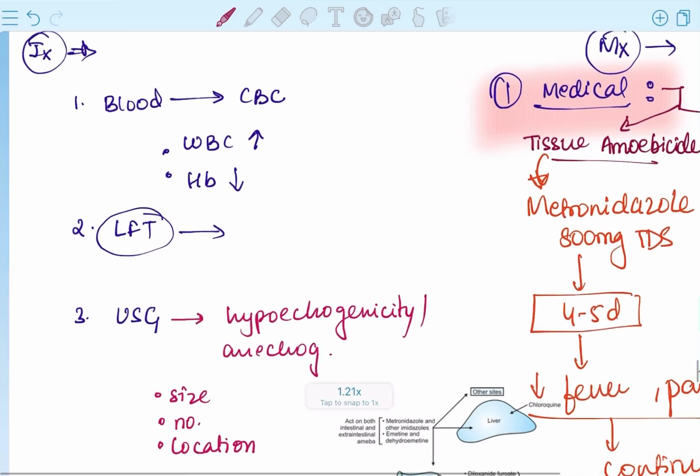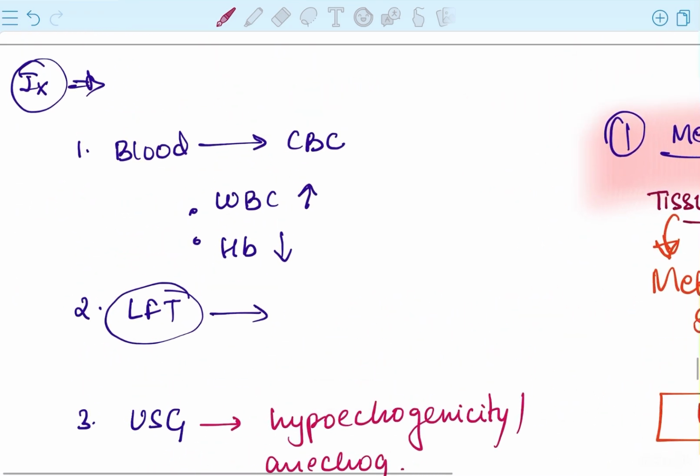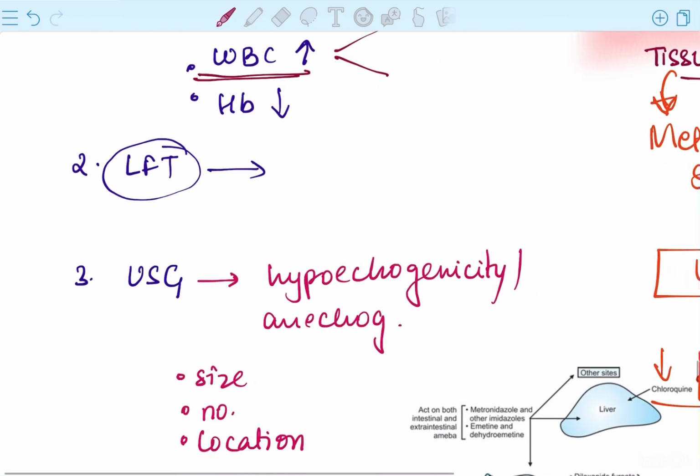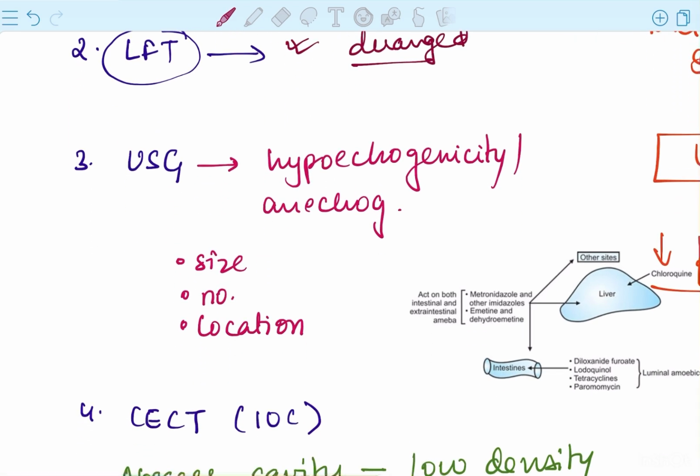Now, what are the investigations you are going to do? You're going to take a blood sample in which you're going to run the CBC. Total WBC count will be increased because there is infection and inflammation. But remember, the neutrophil count will be at a lower level. The hemoglobin will also be reduced. In the liver function test, you can see that it will be totally deranged. In ultrasonogram, you can find hypoechogenicity or anechogenicity, and USG will be useful to know the size, number and location.